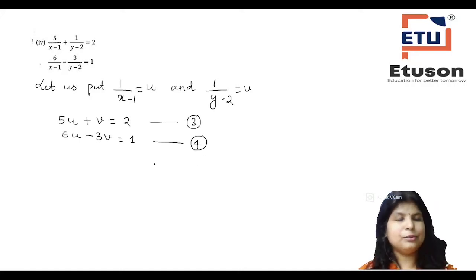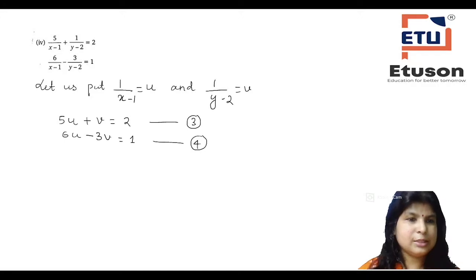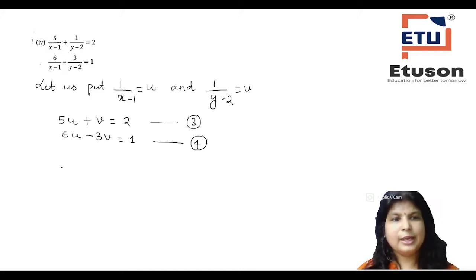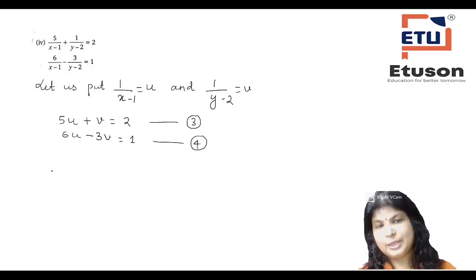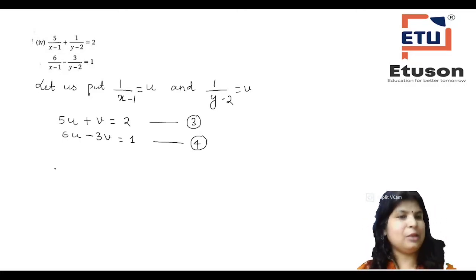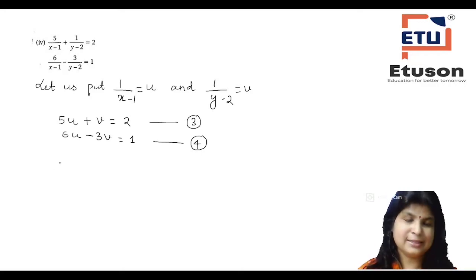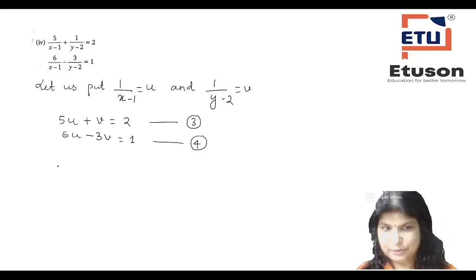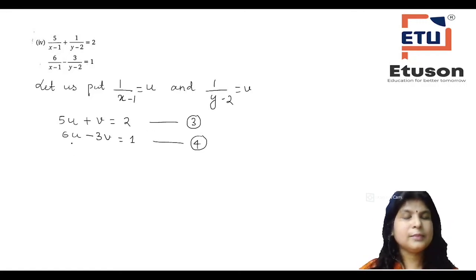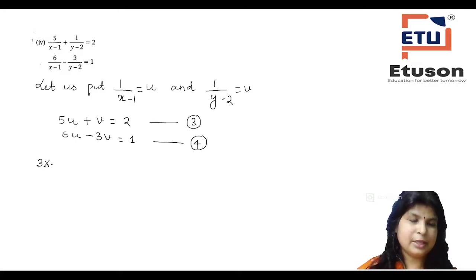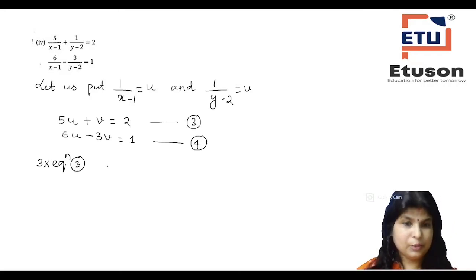So now what I will do, I will just multiply the first equation with 3 and the second equation I'll just keep it as it is. So in that case the coefficient of your v variable will be 3 in the first equation, and in the second equation as it is minus 3, plus 3 minus 3, if it is added it will become 0. Correct or not? So we will just multiply 3 to the equation 3. So 3 into equation 3. If you multiply 3 into the equation 3, you have to multiply both in left hand side and the right hand side.